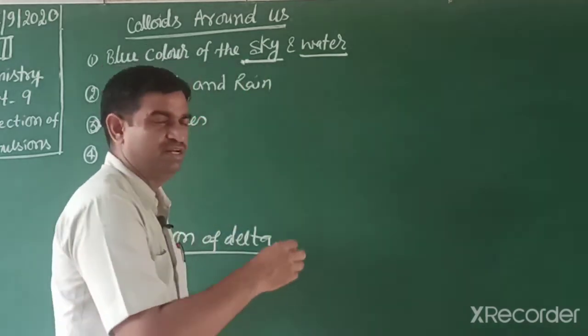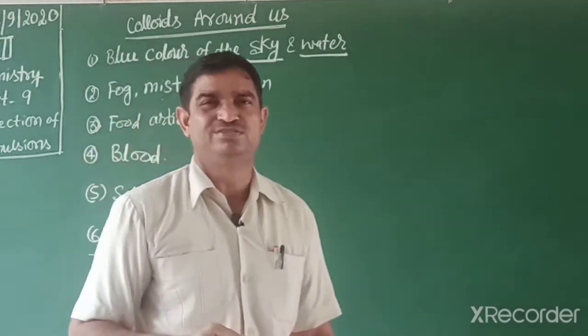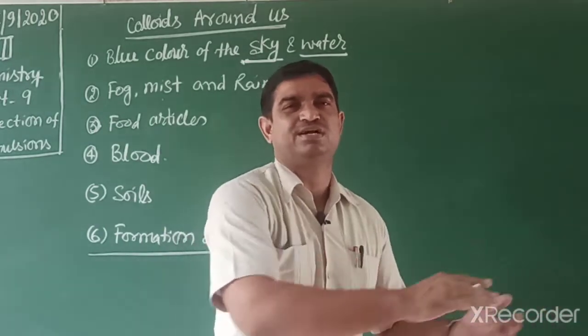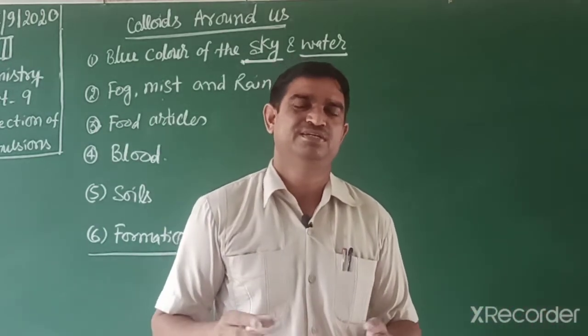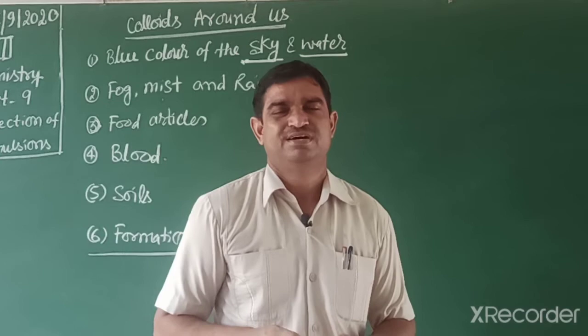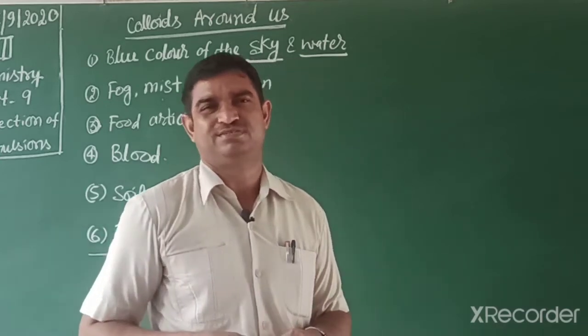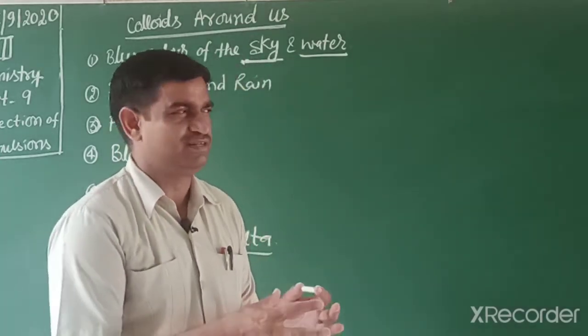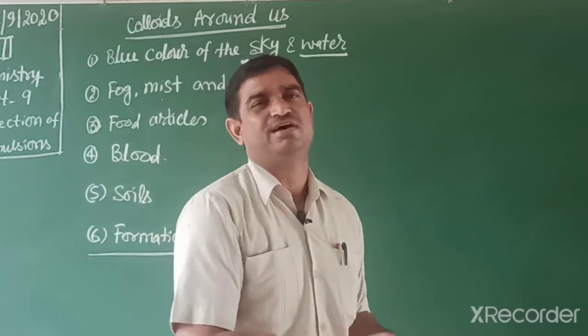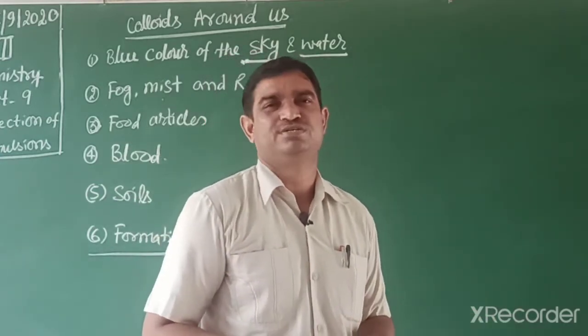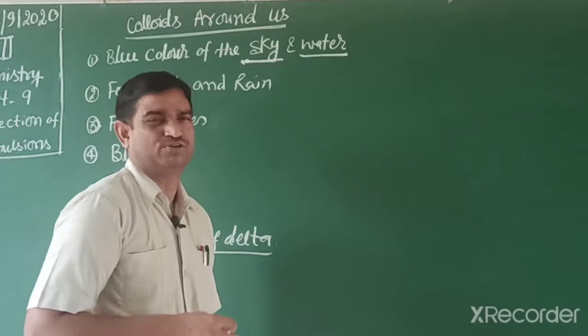And other one, when we spray insecticides on the surrounding area, then what happens? The insecticide is in a liquid state and it is sprayed in a gaseous state. So the liquid sprayed in gas also exists as a mist. So they destroy the microbes.